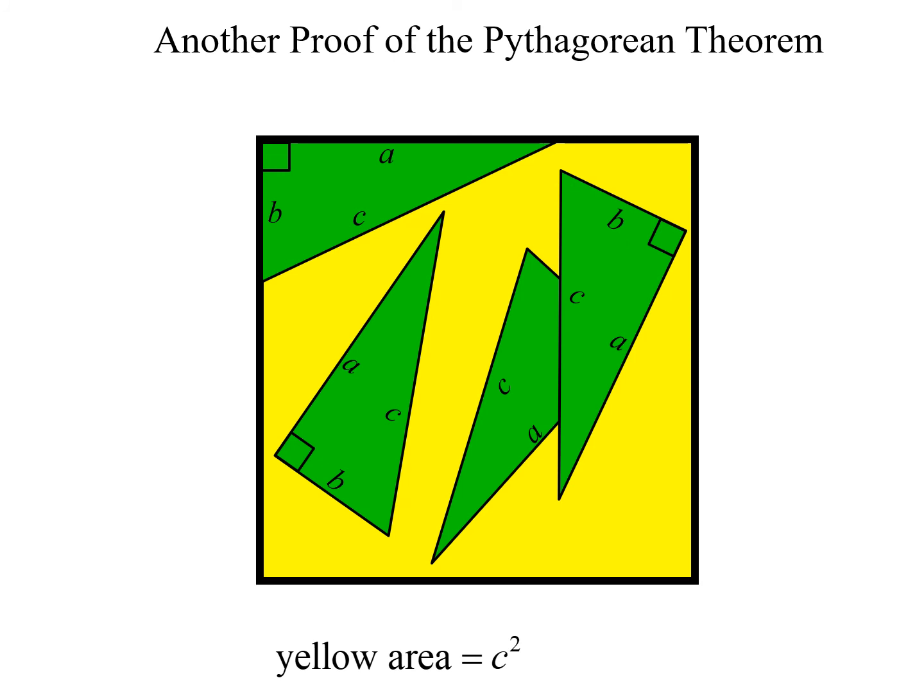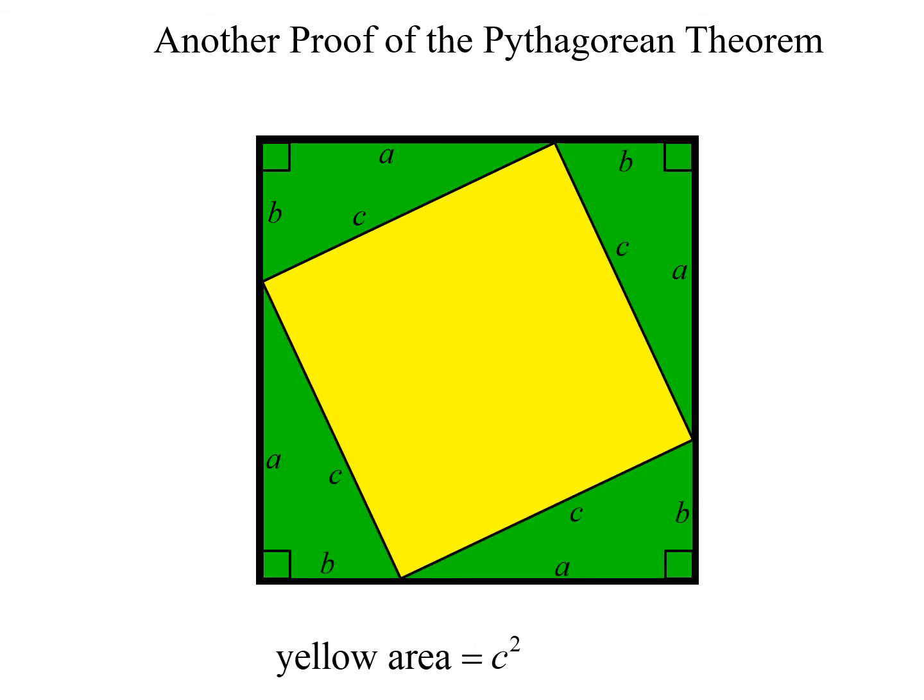Well, look what I did. I just put one of the triangles on top of another one. So the yellow area is not c squared. Let's correct that. It is not c squared. So you have to be careful when you move these triangles around. What I'm going to do is put them back the way they were and move them around a little bit more strategically. So there they are. Let's watch the show.